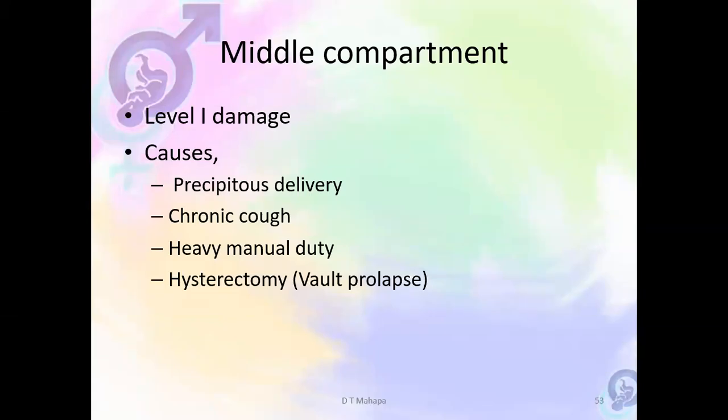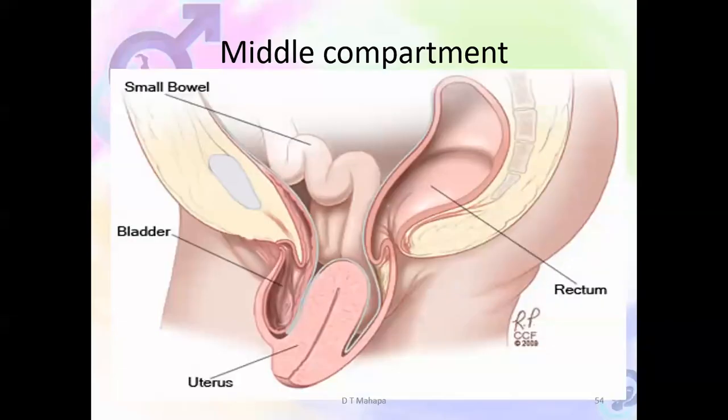This is because of the level 1 damage. Level 1, I said, cardinal uterosacral damage, that is DeLancey's level. And the cause is precipitous labor. Beware of precipitous labor. Precipitous labor, by definition, is labor that starts and ends within 1 hour. A woman will find herself praising herself, I just started having pain now, within an hour I was delivered. There's so much damage that has been done because of that fast labor. Chronic cough, heavy manual work, and hysterectomy are the commonest causes of those compartment 1 damage.